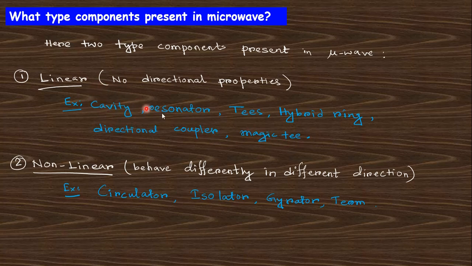Okay, in the first part and second part we covered these. In the first part, cavity, resonator, quality factor, etc. In the second part, the T, hybrid ring, directional coupler, magic T, these were covered. In the third part we want to discuss the circulator and the other things, that is gyrator, circulator.